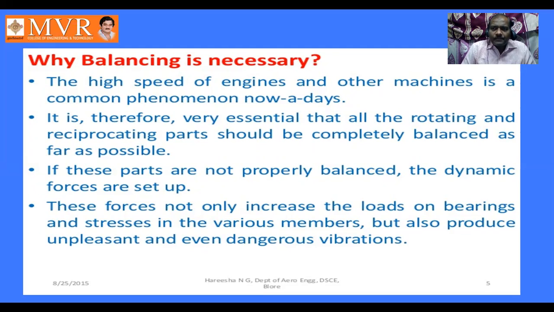Nowadays, everyone knows that high-speed engines are utilized for automobiles. For bikes also, we prefer high-speed engines. For a car, lorry or jeep, to have quick transport from one point to another point, everyone is preferring high-speed engines only.